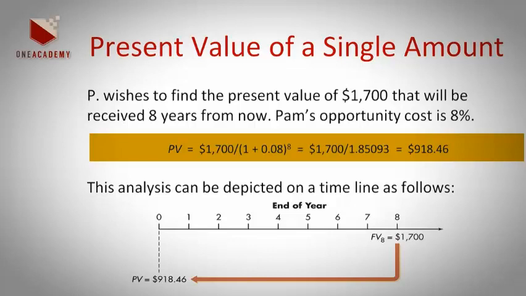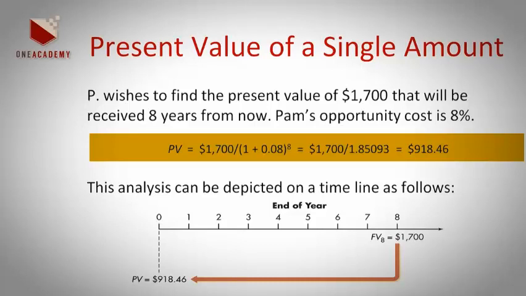And so if we make this example, let's assume that Pamela wishes to find the present value of $1,700 that she would receive in 8 years. Pam's opportunity cost, which means alternative possibilities for earnings, is equal to 8%.